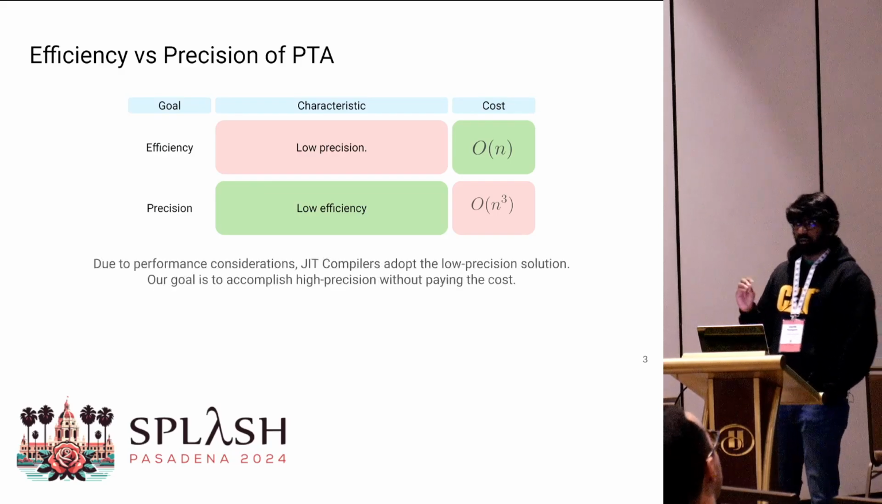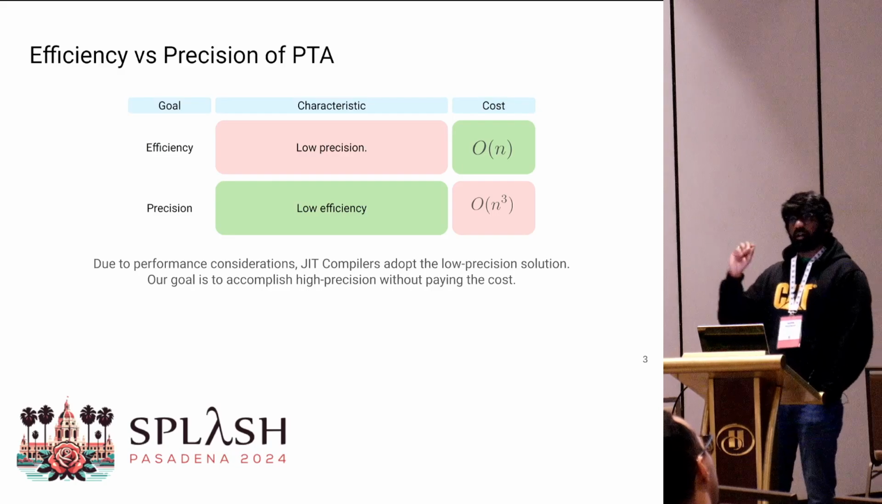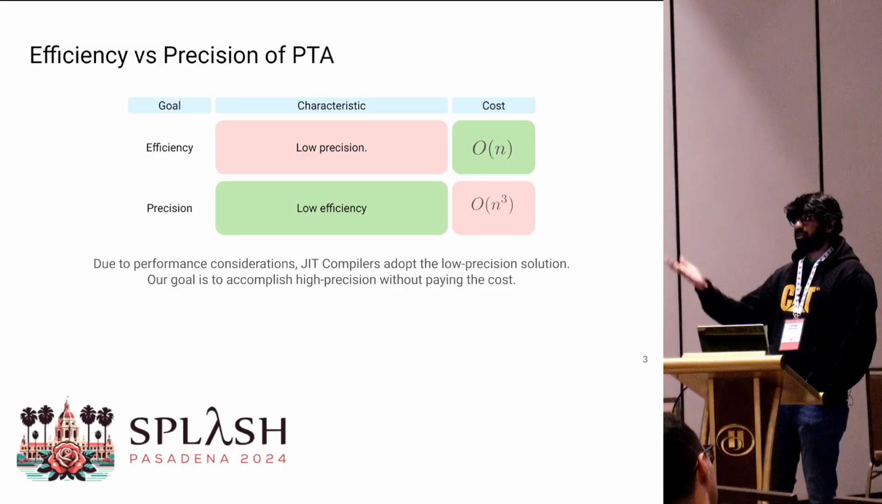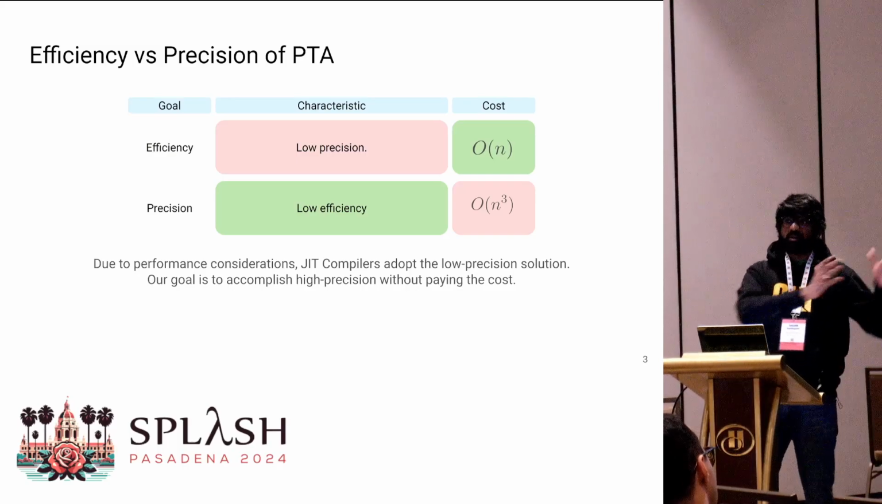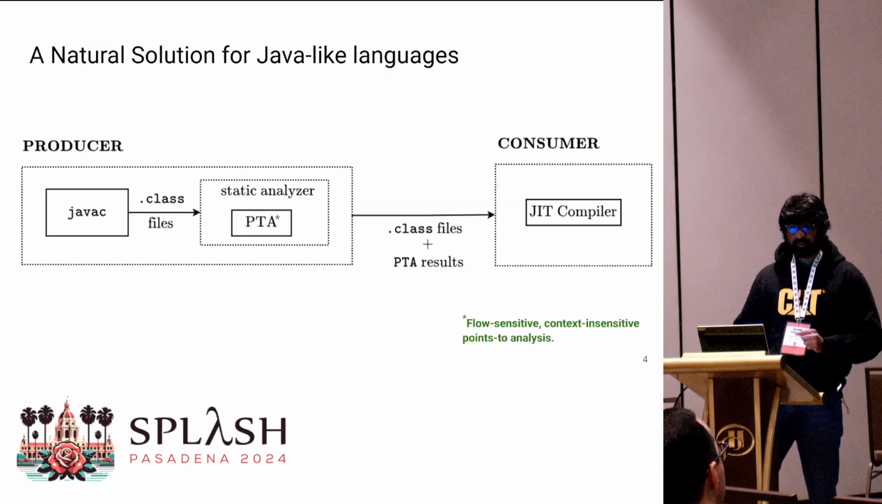However, what if we do not want to make this sacrifice? What if we do not want to make this trade-off? What if we want to use a highly precise PTA in a performance centric compilation environment like a JIT compiler, for example? This is precisely what our work hopes to achieve, and hopefully I convince you of that capability today.